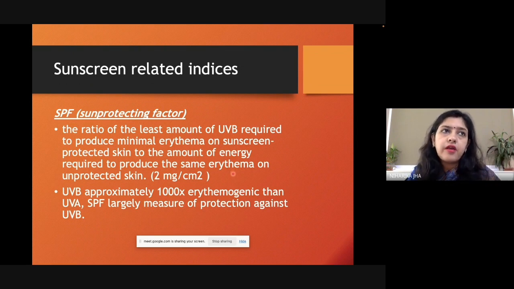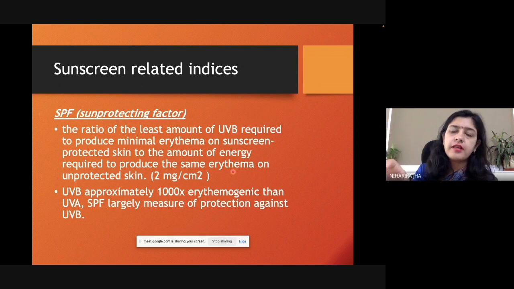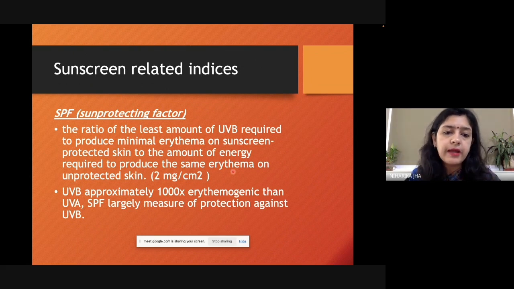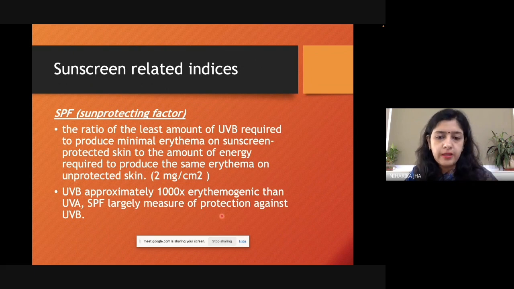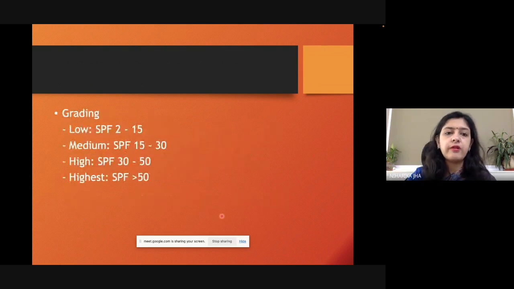That means we have to compare the different doses of the UVB which is required to produce erythema, first on the skin on which sunscreen has been applied, and then on the skin on which sunscreen has not been applied. UVB is almost around 1,000 times more erythemogenic than UVA, and SPF largely measures the protection against UVB. Since we are measuring the erythemogenic potential of the UV radiation, which is mostly caused by the UVB, that is why SPF is a measure of protection against UVB radiation.